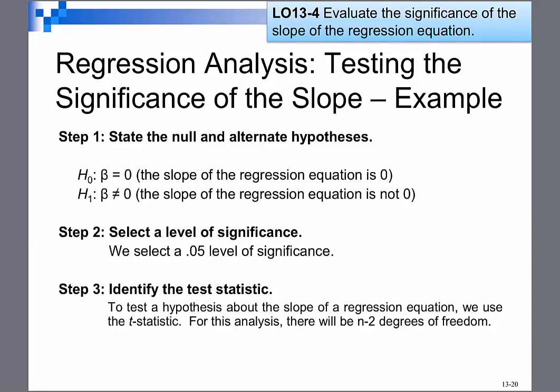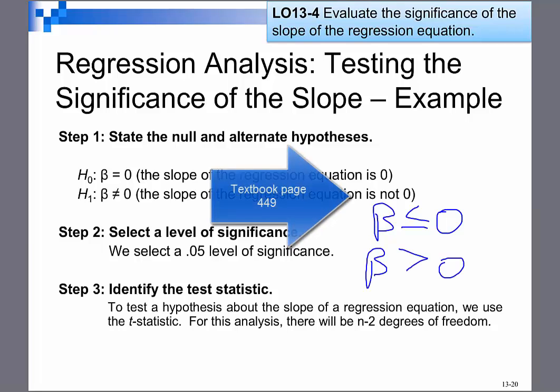On page 449, they have the null hypothesis as beta less than or equal to 0, and they have the alternate as beta greater than 0. So if you're looking in the book on page 449 and you're trying to understand this question, just know that it doesn't correspond directly to the slides.